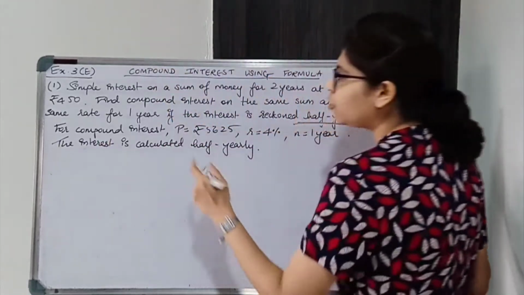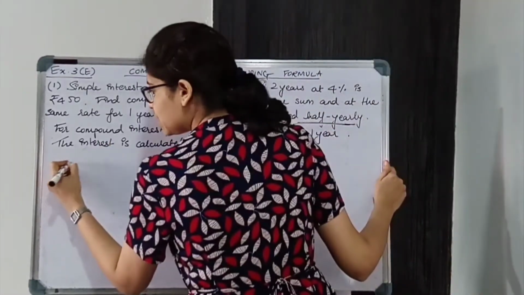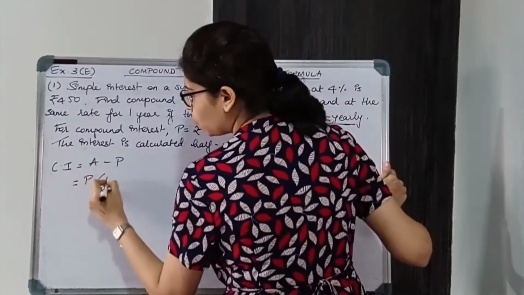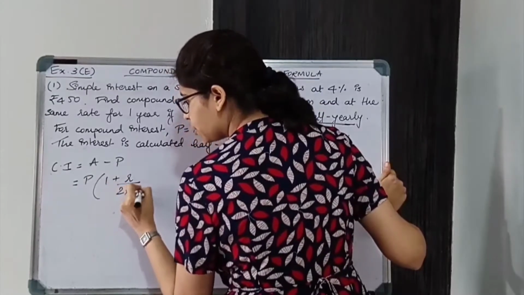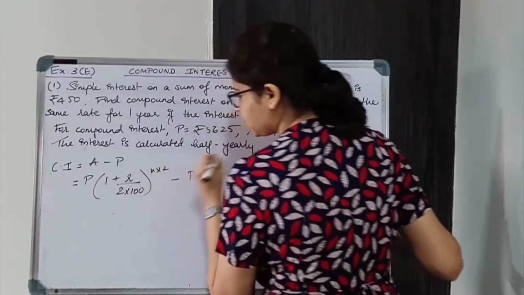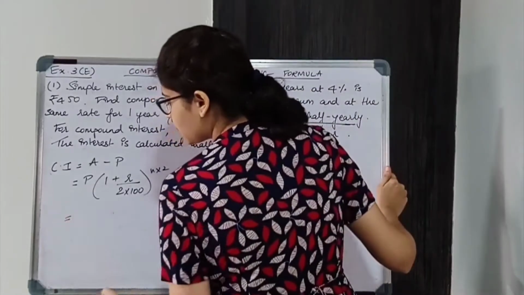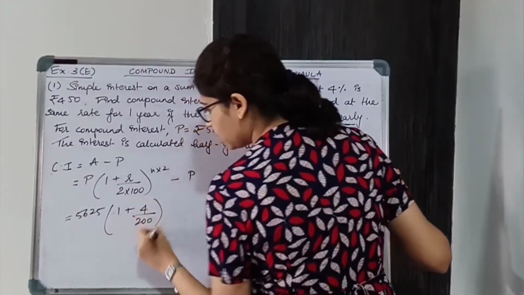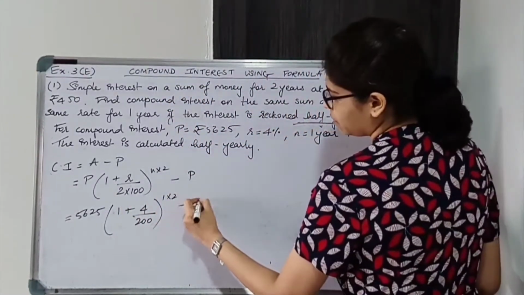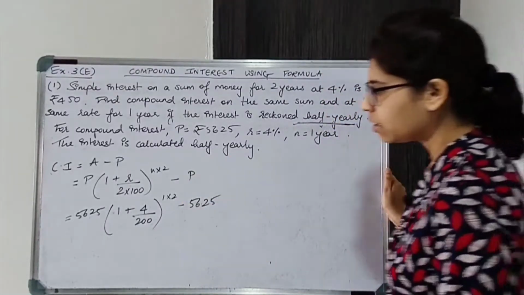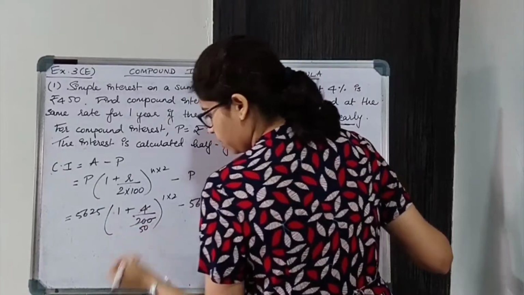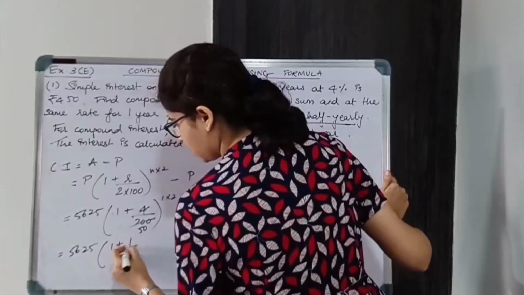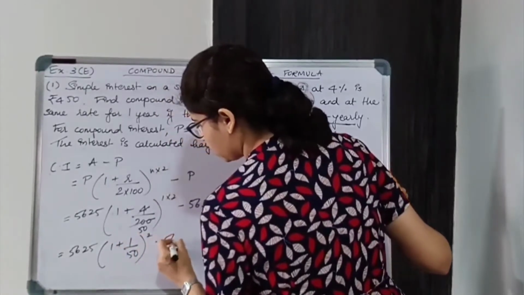Now we need to find compound interest. So CI is A minus P. A is P into 1 plus R upon 2 into 100 raised to N into 2, minus P. So 5625 into 1 plus 4 upon 200 raised to 1 into 2, minus 5625. 4 50s are 200, so 5625 into 1 plus 1 upon 50 raised to 2, minus 5625.